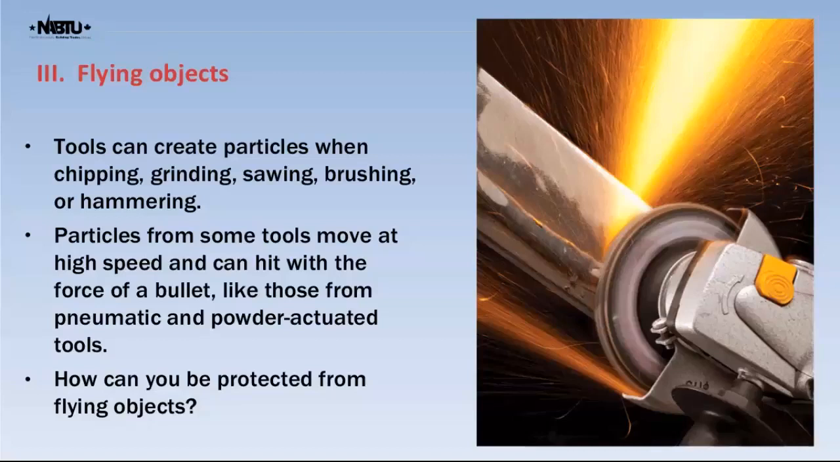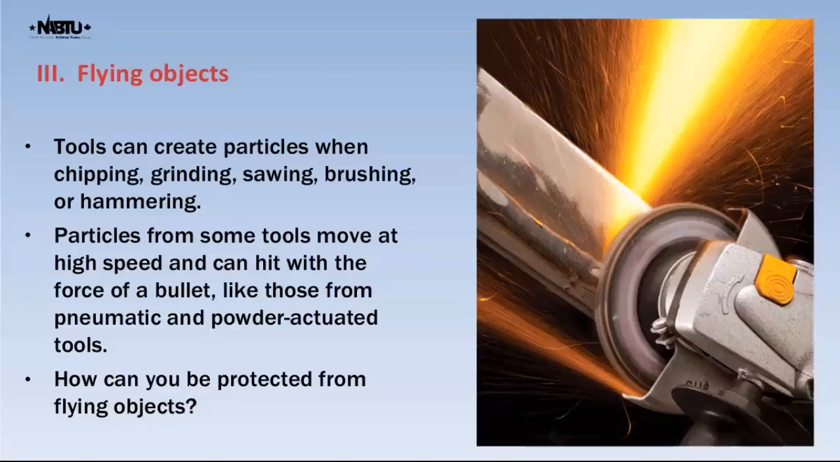Particles from some tools move at a high speed that can hit you with the force of a bullet, like those of the pneumatic or powder-actuated tools. So we're talking about nail guns and powder-actuated tools. They're actually generating nails and fasteners that are shot into a surface using gunpowder. That's the powder-actuated tool. I'm going to show you a picture about that in a second.